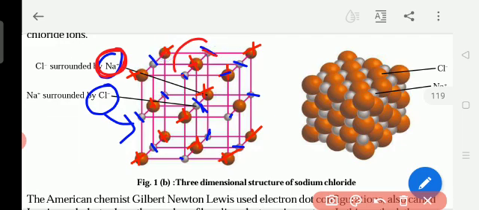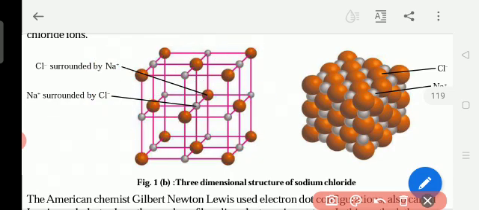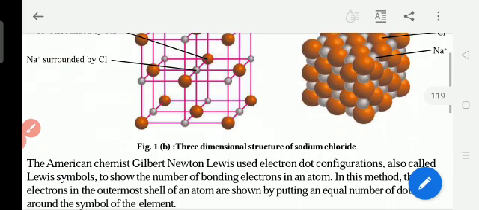Here what they are telling is that plus means sodium and minus means chlorine. Plus is sodium, the red color, and blue means minus. Now for example, the positive charge is surrounded by two negative charges. Again, the negative charge is surrounded by two positive charges. Did you understand the difference? Are you able to see it now?